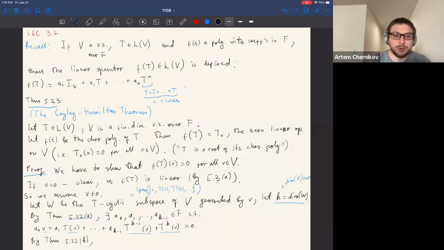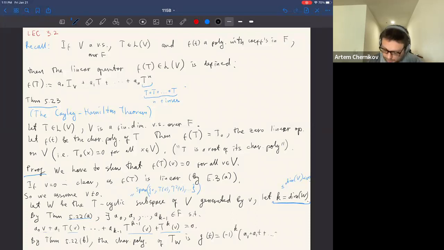Also, by the second part of the theorem, 5.22b, we know how to write the characteristic polynomial of the operator T restricted to W, the restriction to this cyclic subspace. Let's denote it as g of t. It's given by (-1)^k, where k, remember, is the dimension of W, times a0 plus a1 t plus etc. plus a_{k-1} t^{k-1} plus t^k, using the coefficients from the previous line. So this gives us the characteristic polynomial of the restriction of T to W. Here I just applied the theorem.